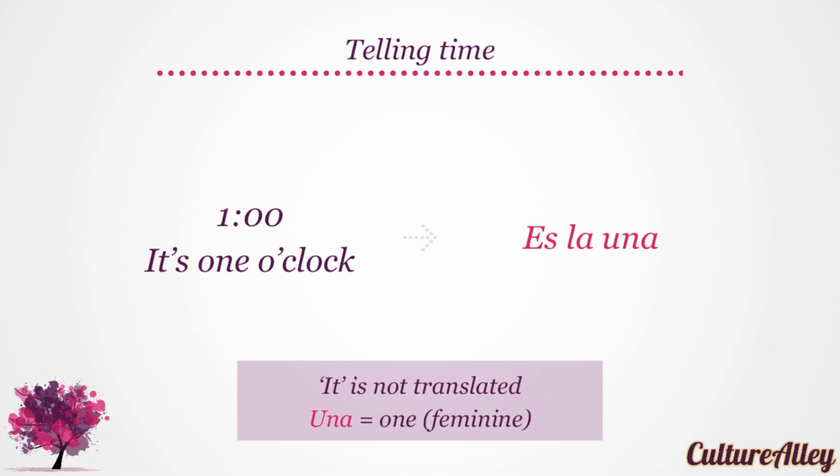Let's have a look at how we say it's 1 o'clock. It's 1 o'clock translates to es la una. Note that the pronoun it is not translated here. Una means one, so we use singular form of ser and feminine form of the. So, it becomes es la una. Can you say that? Es la una. Very good.